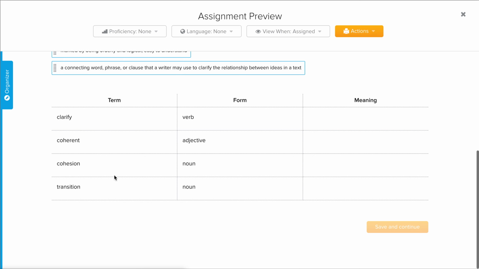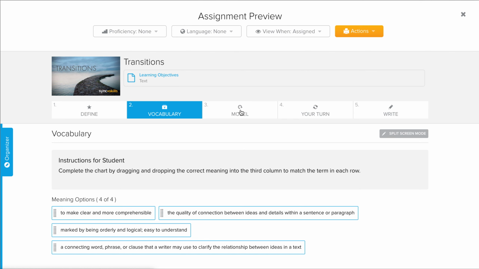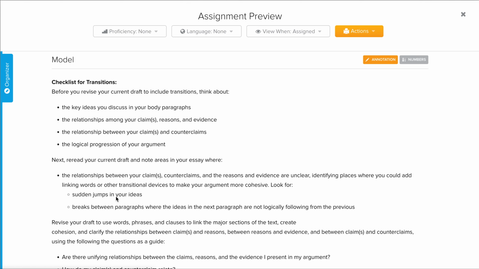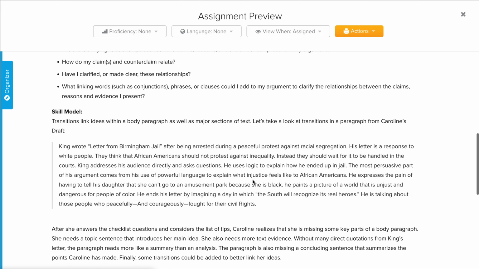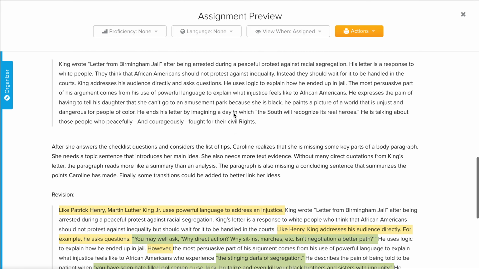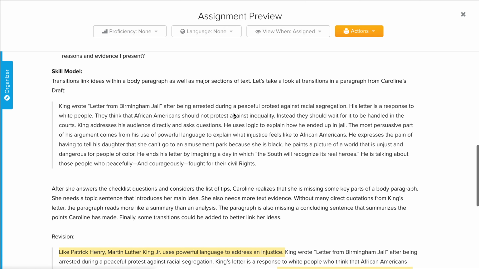Complete the vocabulary drag and drop just to make sure that you are clear on what these words mean. After that, jump over to tab 3, read through the model page. The top half of the page gives you a checklist and specific instructions for creating effective transitions. And then the bottom half gives you the student model. This is Caroline's essay that we've been following.